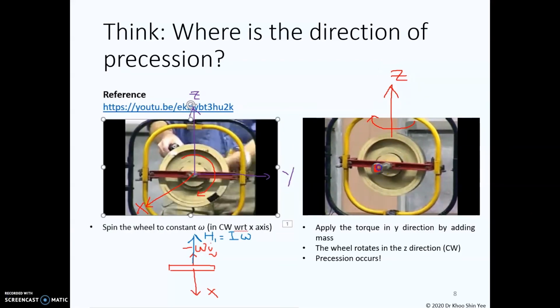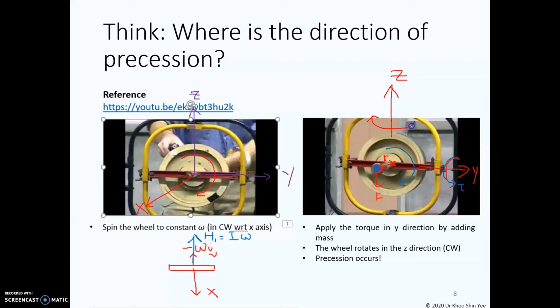When you add an additional mass in front of the wheel here, the mass will create a force acting downward, and due to the radius with respect to the center of mass here, you actually generate the torque. This torque is acting counterclockwise with respect to the y-axis. Most of us think that the torque due to the mass here will cause the wheel to rotate in this direction, but this is not true when the wheel is spinning.